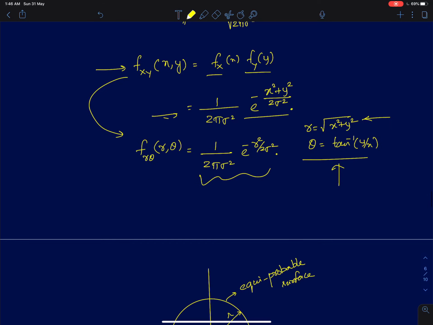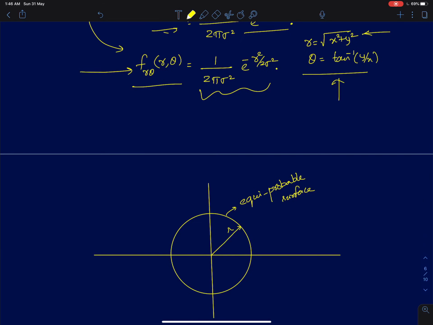Now if you look at this polar representation, it shows a very interesting result. At any given value of r, this joint density function is independent of theta. Which means in a two-dimensional plane, in an r theta plane, or even in an xy plane, if I draw a circle of radius r, where r is root of x square plus y square, then the probability is the same at all the points on the circle.